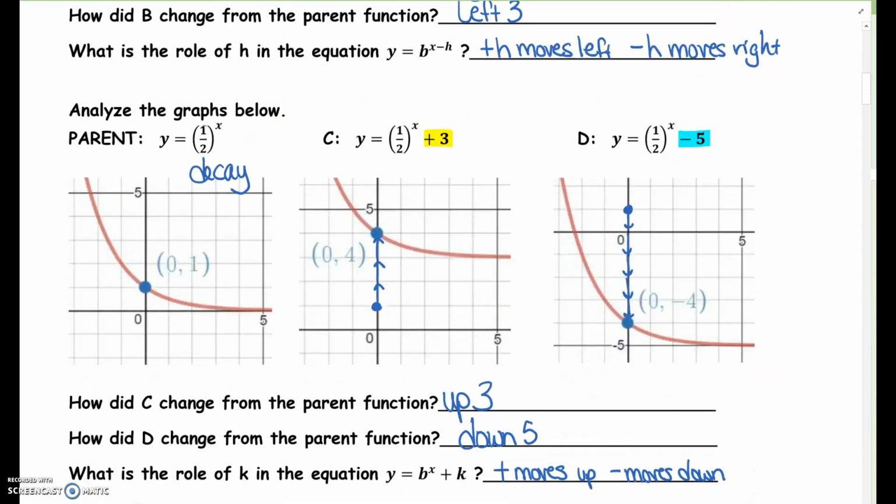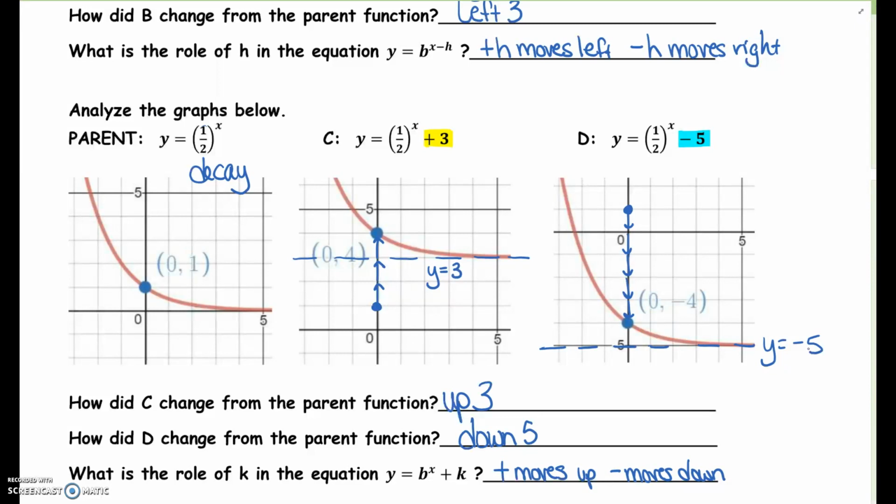But when we move the graph up or down, do you see how in C it gets really, really close to touching this line, but doesn't actually touch it and doesn't cross it? And you might notice that that line has an equation, y equals 3. So moving the graph up 3 is going to move the asymptote up 3. In D, moving the graph down 5 is going to move that asymptote down 5 to y equals -5. So up and down movement is going to also shift that asymptote.